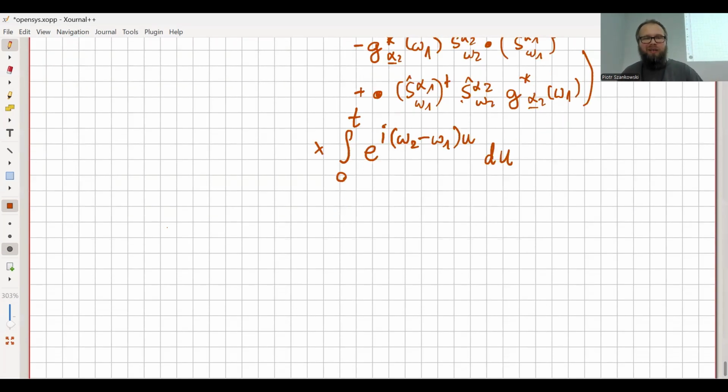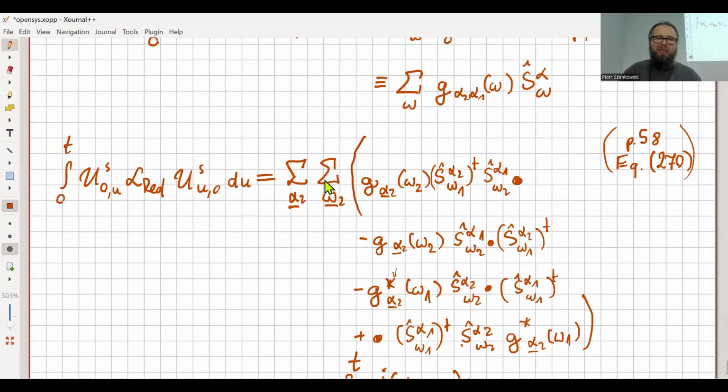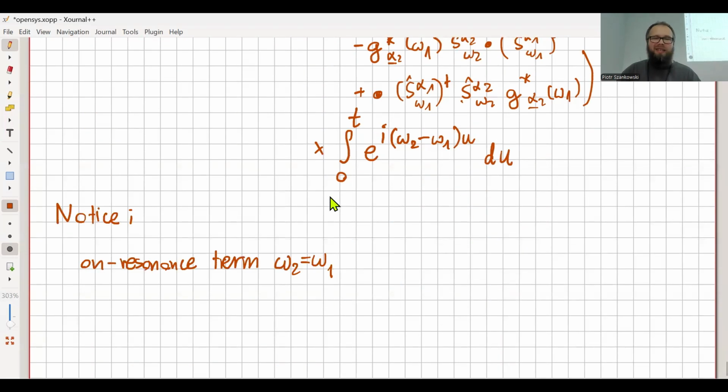when you have this form, so now notice, if you take on resonance terms, when omega 2 equals omega 1. Because we have here a sum over all omegas, and there is a class of terms where omega 2 equals omega 1. If you do this, then this phase factor simplifies greatly, right? Because it's just t, just linearly, it's just t, right?